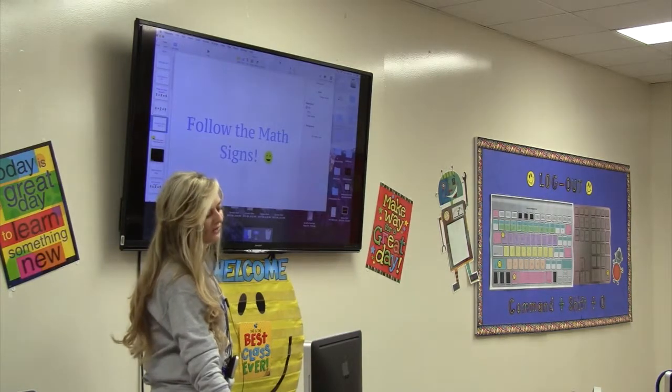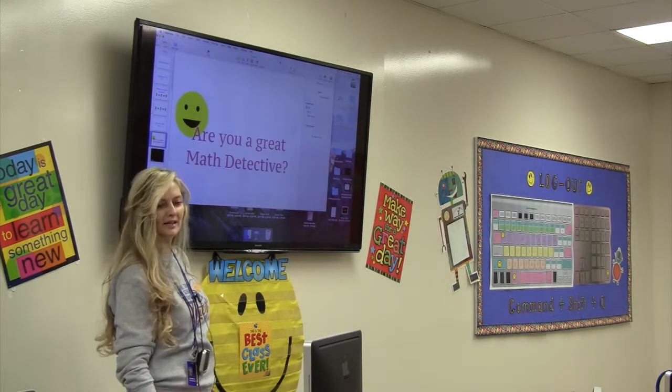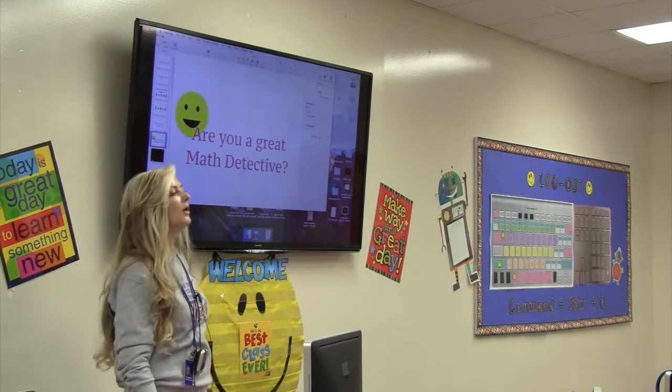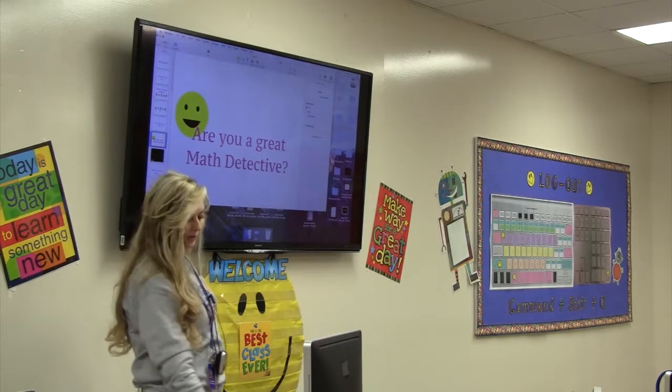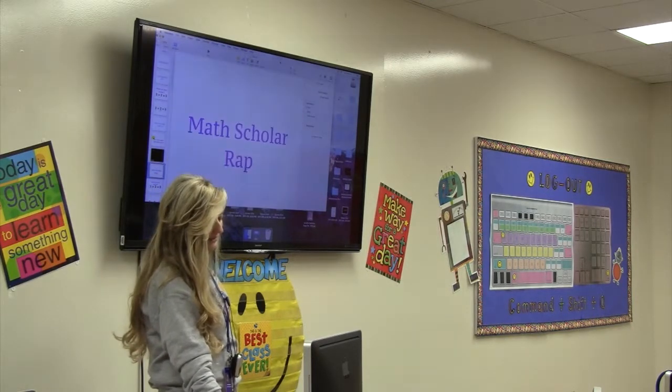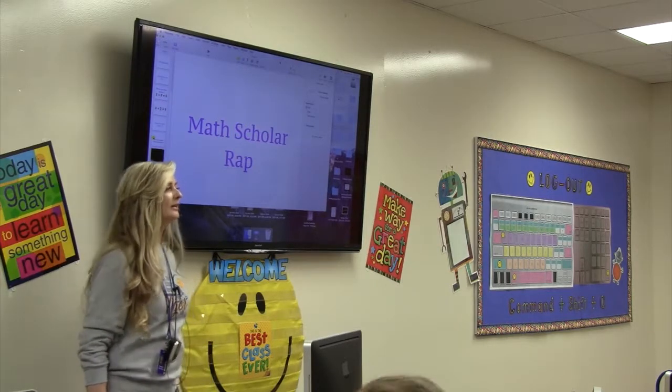We're following the math signs, and I think last week I played the movie for you, the dog movie about the math detective, did I? And so we played that movie last week about being a great math detective, and we don't have to worry about that because we are math detectives. Let's stand and do our math scholar rap just really quickly.